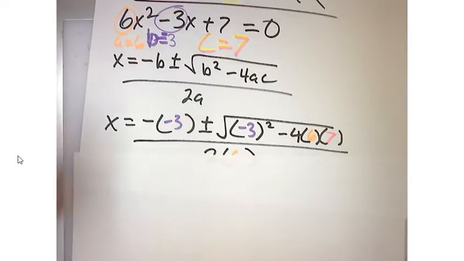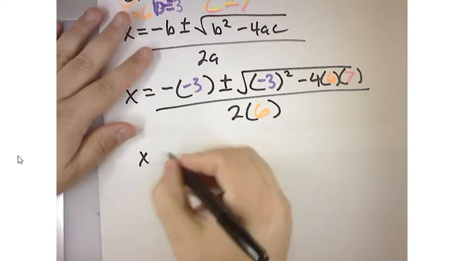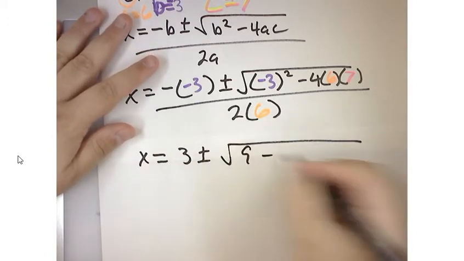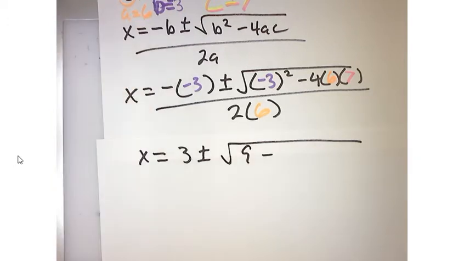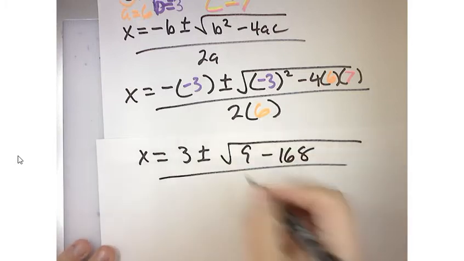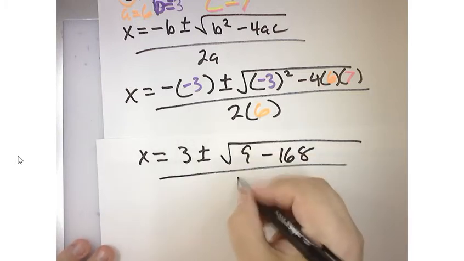So when you minus a minus, it becomes a plus. So I've got x is equal to positive 3 plus or minus the square root of 9 minus, wow, 4 times 6 times 7. It's 42 times 4, which is 168. So negative 168. Am I close? Is that what you, all right, good. I do math. And then 2 times 6 is 12.